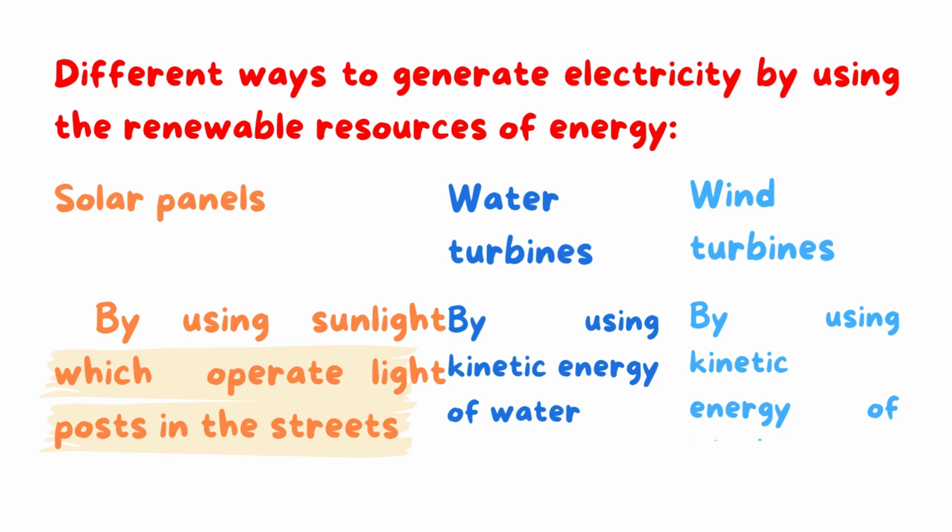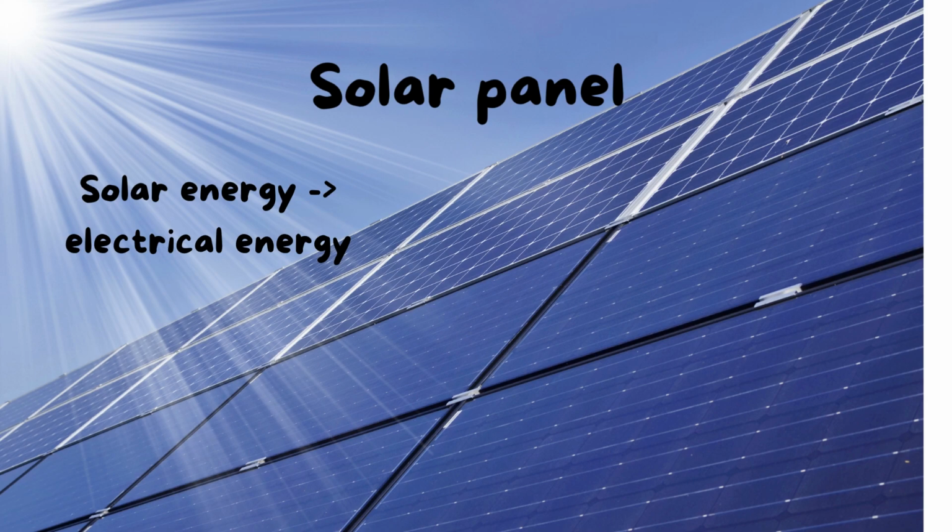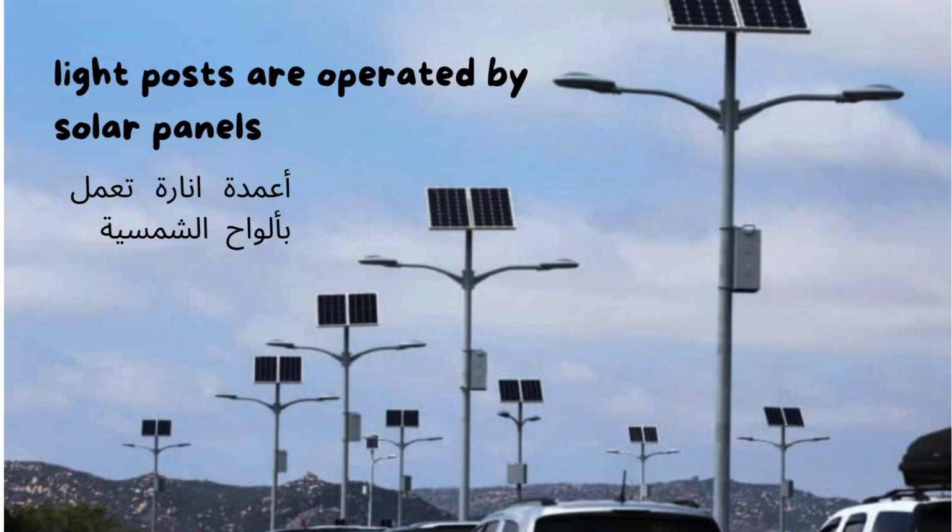We can use solar panels, and you know that solar panels convert sunlight, or solar energy, into electrical energy. An example of using solar panels to generate electricity is operating the light posts in the streets, as you see here. This is the light post, the plural is light posts. So the light posts are operated by solar panels.